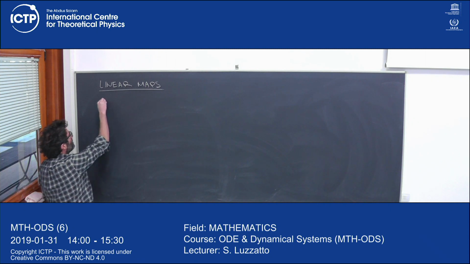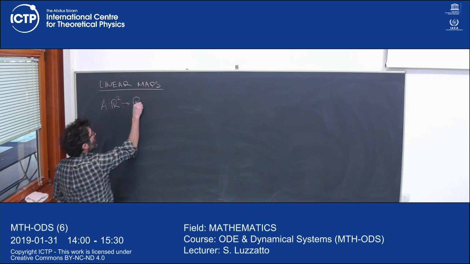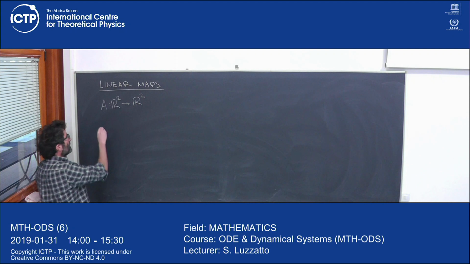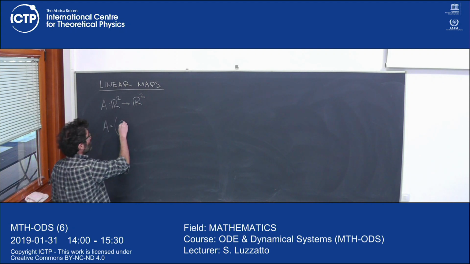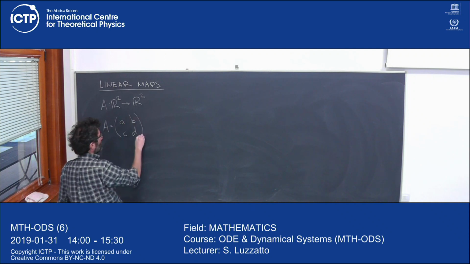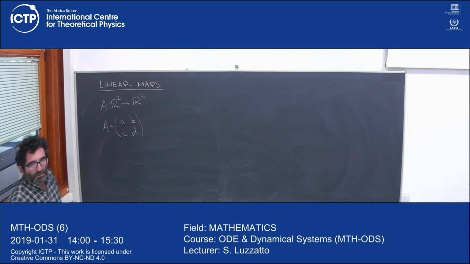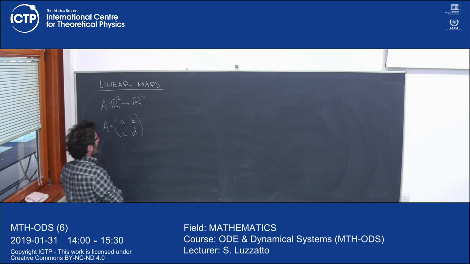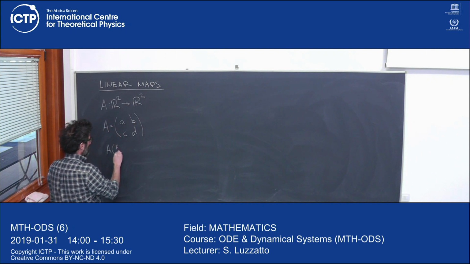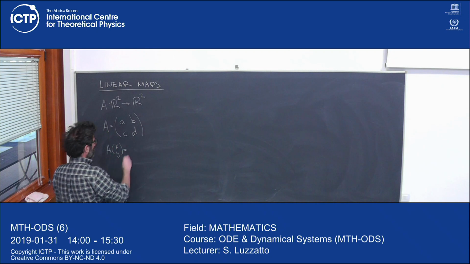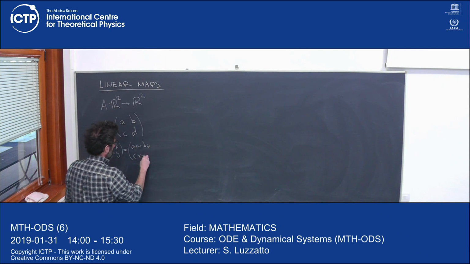So what is a linear map? A linear map basically means a matrix, right? The space of all linear maps is the space of all matrices, seen as maps from R2 to R2, right? So you have here A of (x, y) equal to (ax + by, cx + dy).